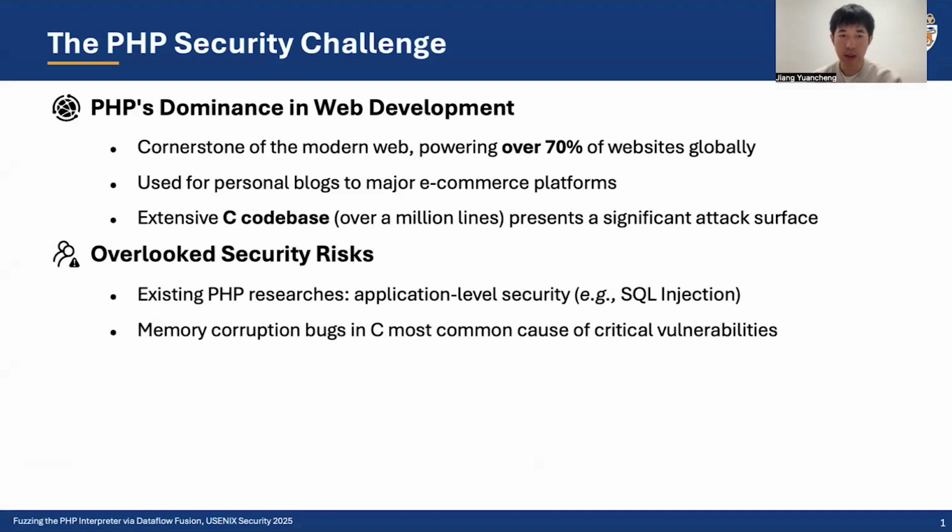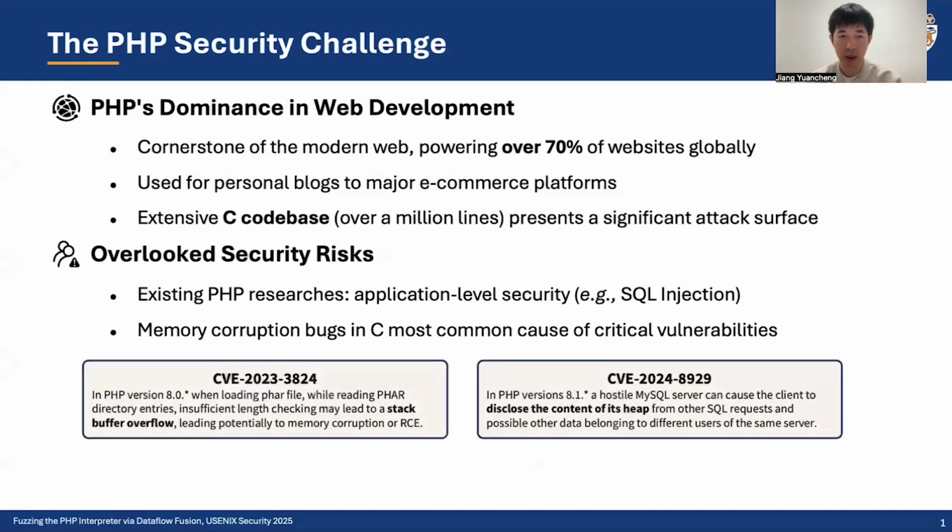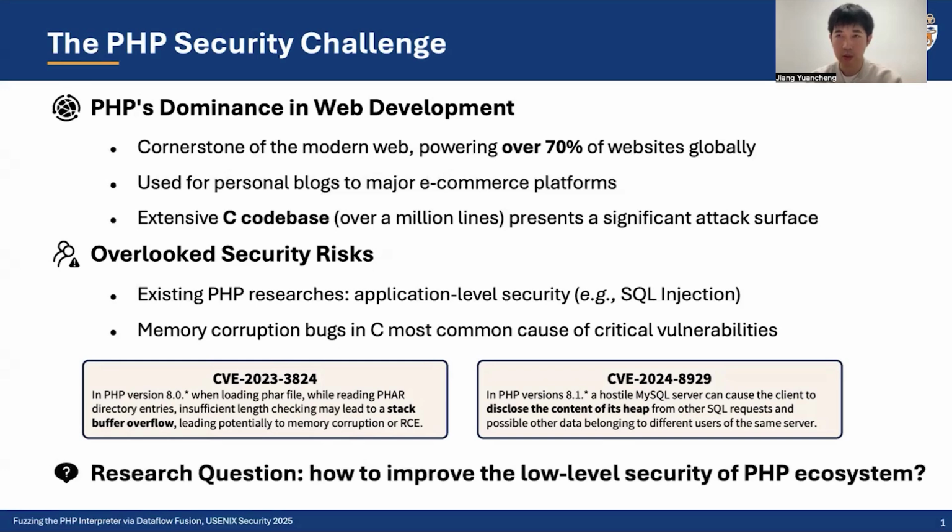However, existing PHP researchers only focus on application-level security, for example, SQL injection. Memory corruption bugs in C, the most common cause of critical vulnerabilities, are overlooked. Here are two CVEs in recent years that were caused by memory errors. So the research question is how to improve the low-level security of the PHP ecosystem.